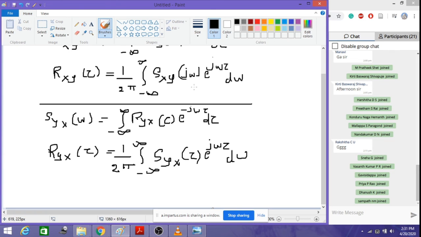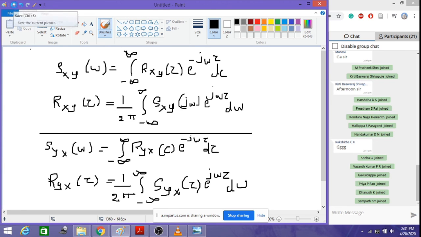So next we are going to talk on the linear systems. So let me save this page.